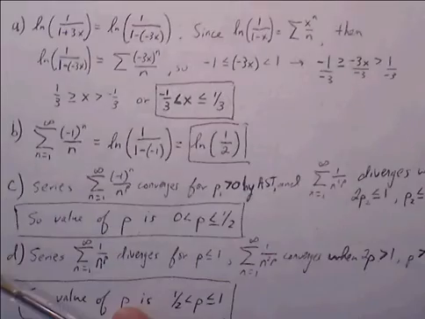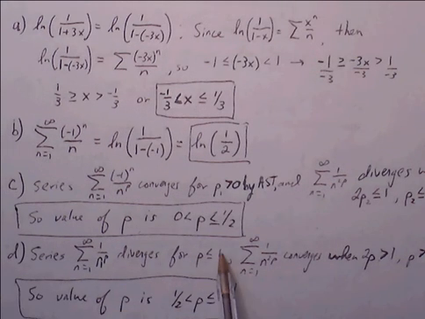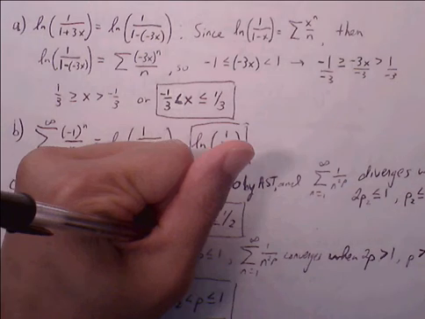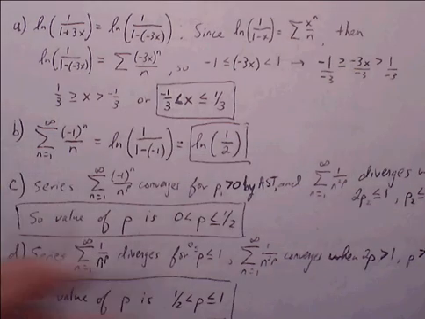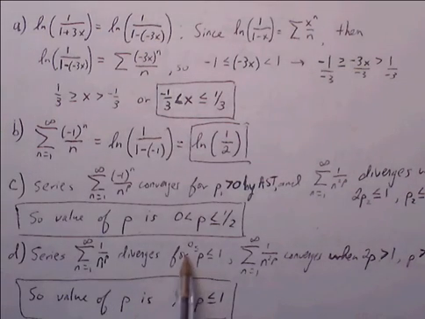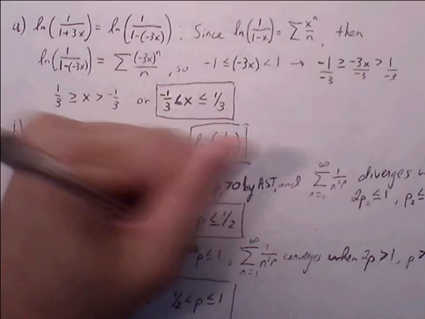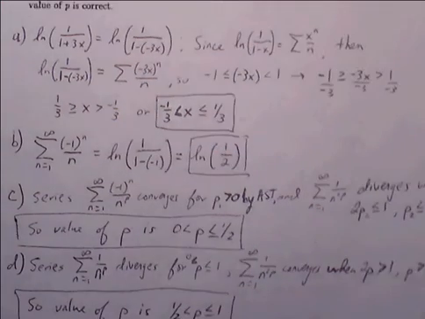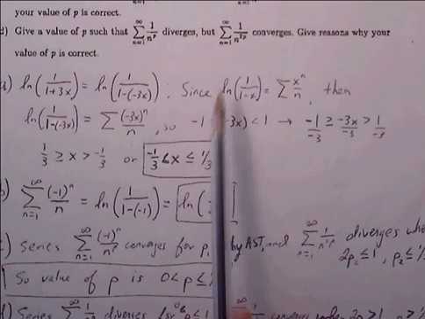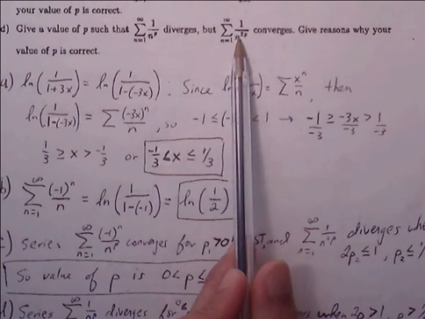Anything less than or equal to 1, but to be more specific, we can say 0 less than p less than or equal to 1. Now for the second series to converge, we need this 2p to be greater than 1.